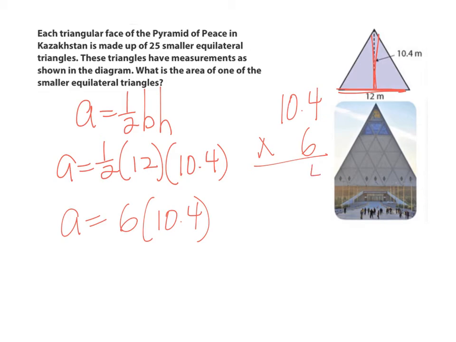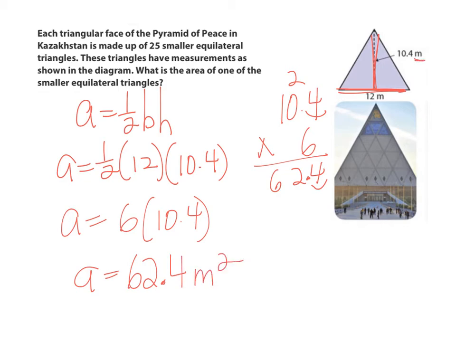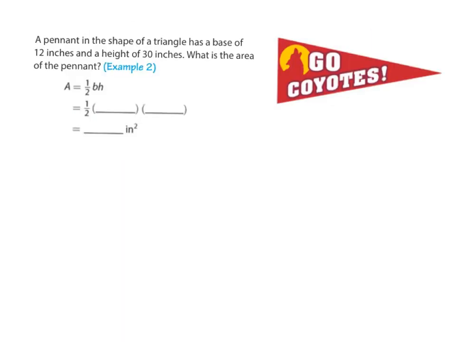I just need to do that over here, 10.4 times 6. 6 times 4 is 24. 6 times 0 is 0. Carry the 2, and then 6 times 1 is 6. I have 1 decimal place. So my answer is area equals 62.4, and we're talking about meters here. Meters squared.